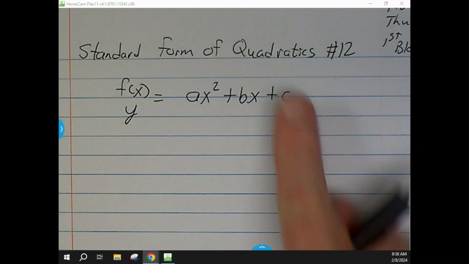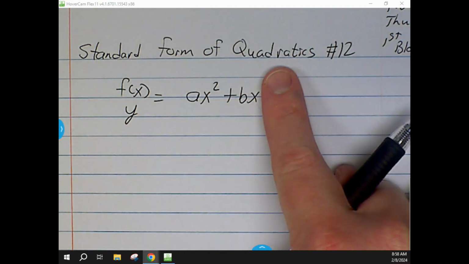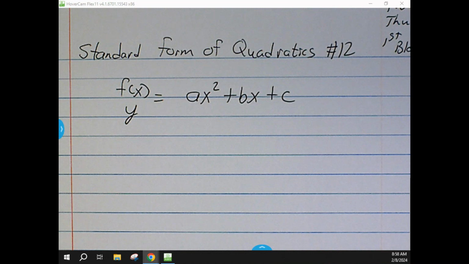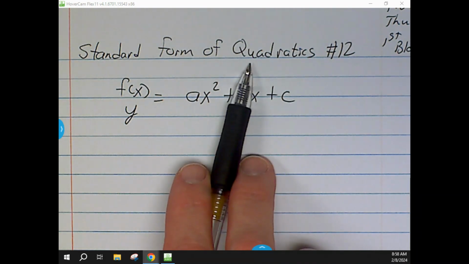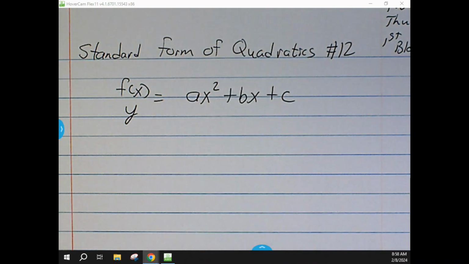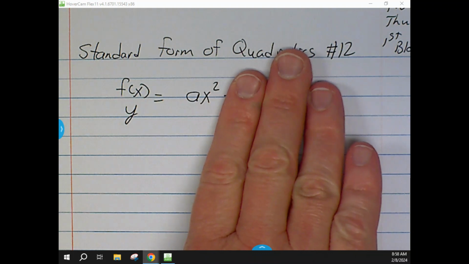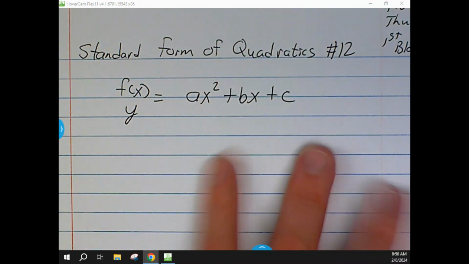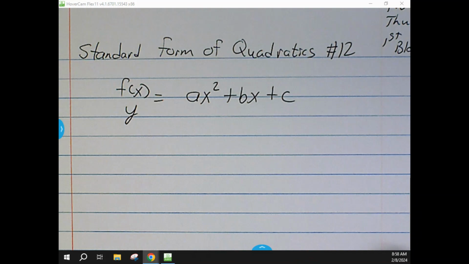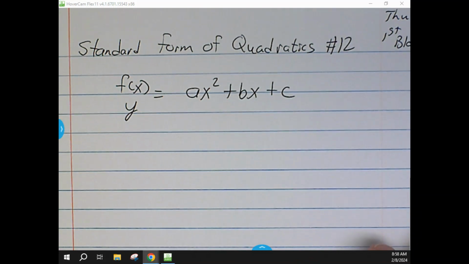Now, sometimes it may just be ax squared plus bx, where the c value would be 0. It could be something like ax squared plus c, but you have to have at least something x squared, and then whatever you've got past that, there may or may not be 2 or 3 terms, just depending on how it's set up for this one.